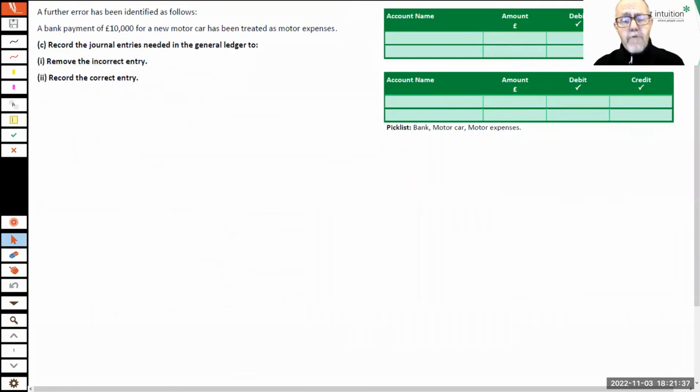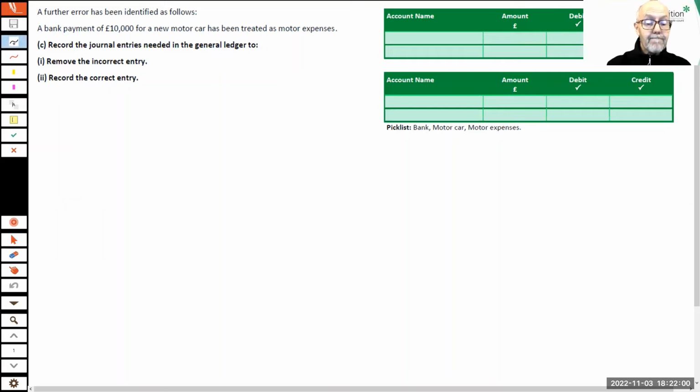A further error has been identified as follows. A bank payment for a new motor car, not much of one these days, sadly, has been treated as motor expenses. So, first of all, record the entries needed to remove the incorrect entry and to record the correct entry.